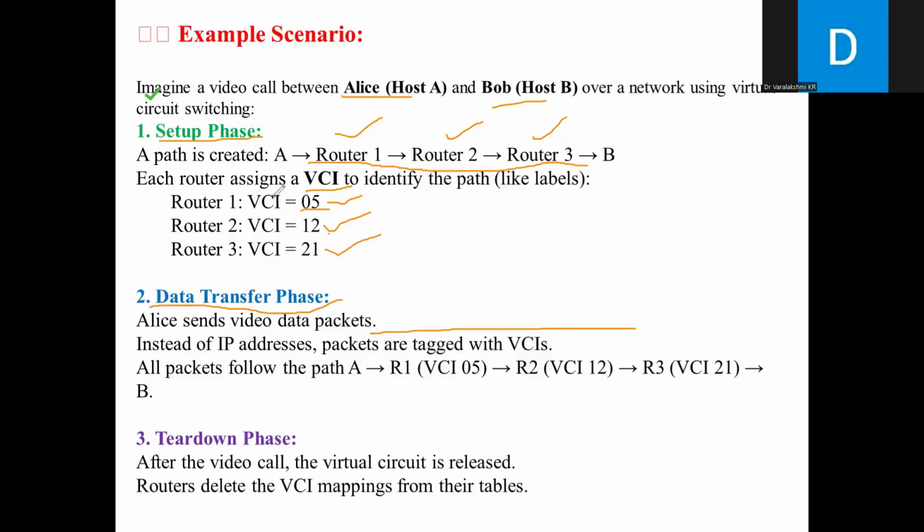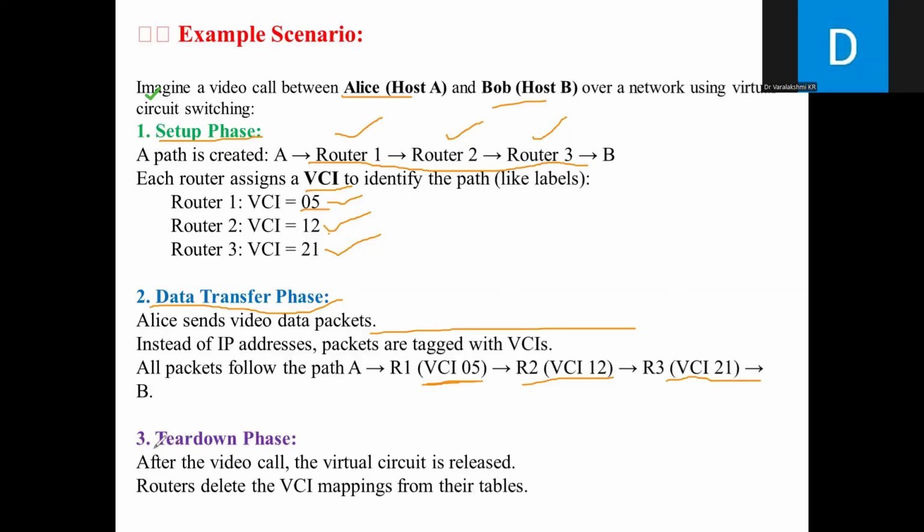Now, Alice wants to send a video data packet. Instead of IP addresses, the packets are tagged with a VCI. As already in the table, you can observe the path A to B. Initially we have three routers in between host A and host B. This is how the packets are tagged: R1 with VCI 5, R2 with VCI 12, R3 with VCI 21.